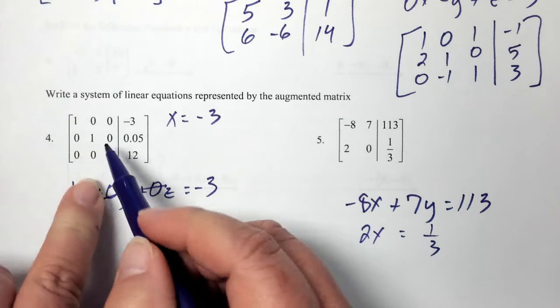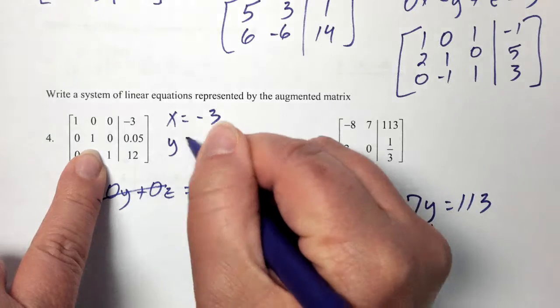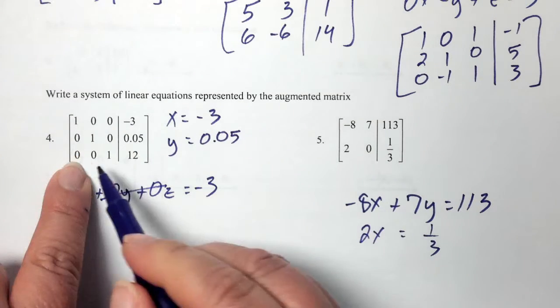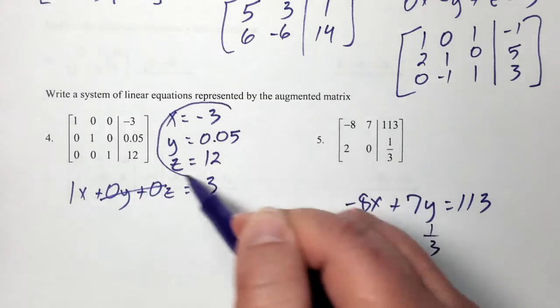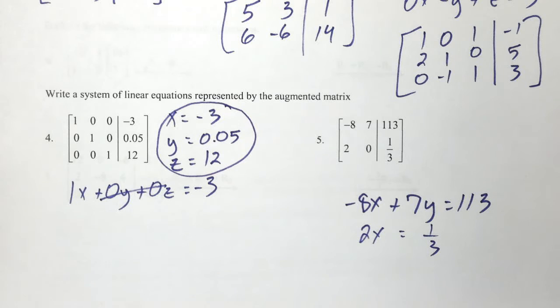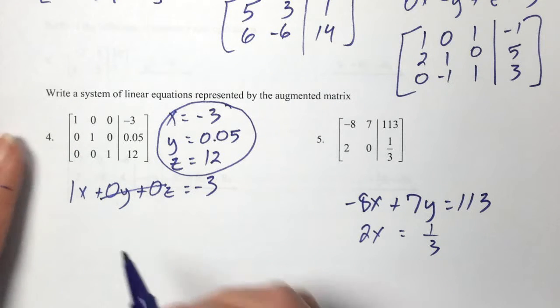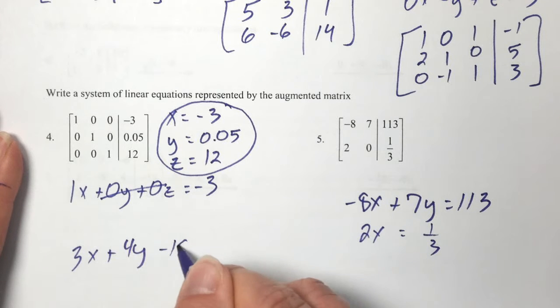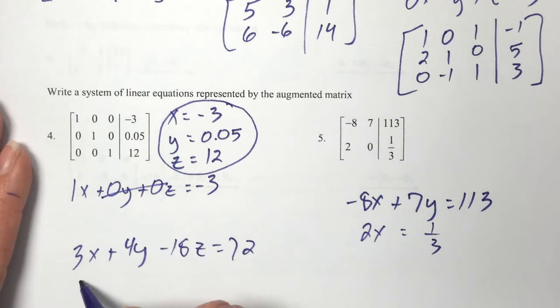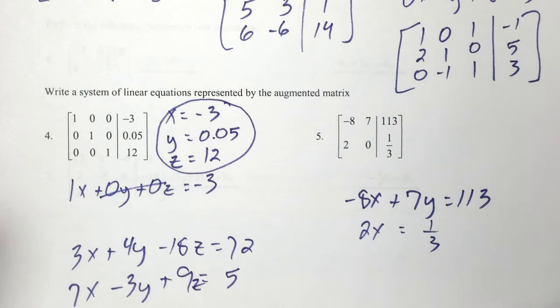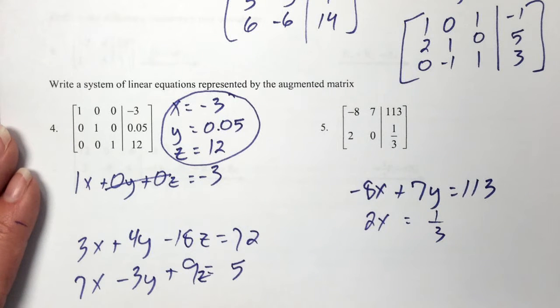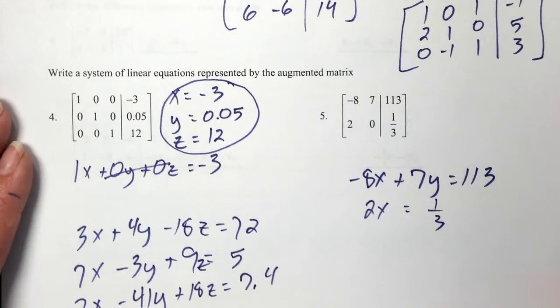The middle row here, notice all there is a y. There's 0 x's and 0 z's, so it's only got the y. They're saying, hey, y equals 0.05. And then the bottom one, there's no x, there's no y, there's only a z, a single z, or 1z, equals 12. Okay, so what's cool about this, and this is the whole idea behind using matrices, is probably this system of equations did not start out with these boring equations. It probably started out with maybe 3x plus 4y minus 18z equals 72. And the second equation might have been 7x minus 3y plus 9z equals 5, or whatever they were, okay? So -2x minus 41y plus 18z equals 7.4, or whatever the equations were.